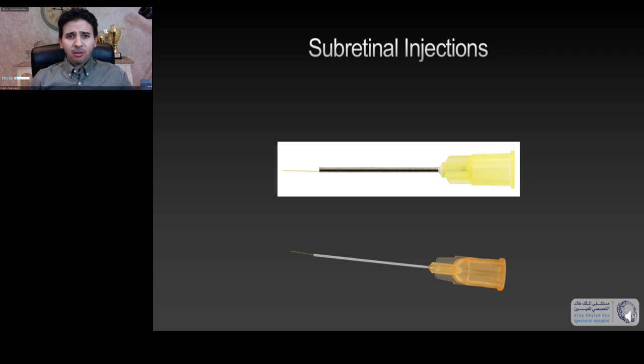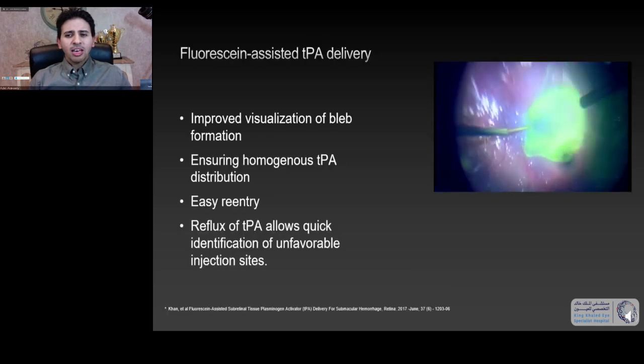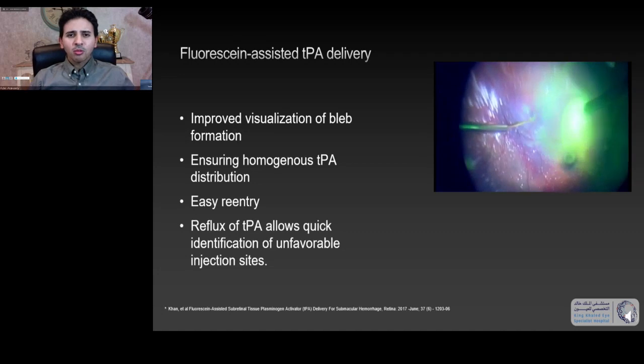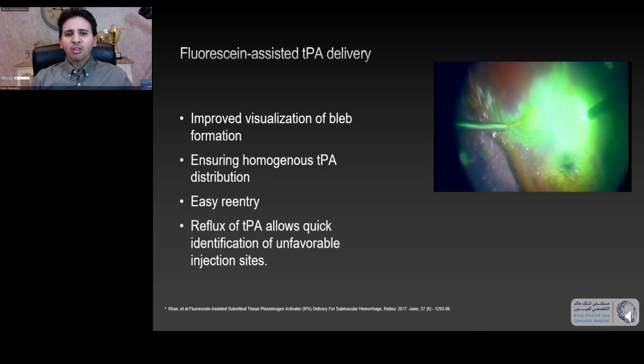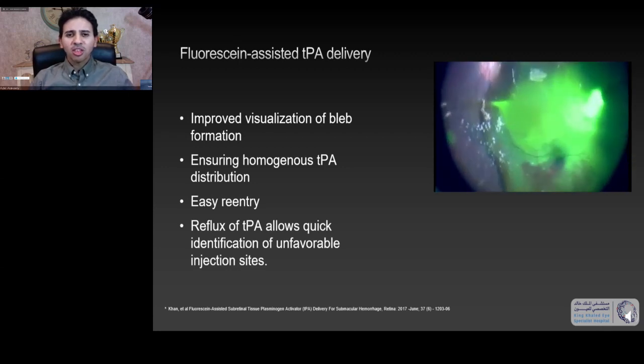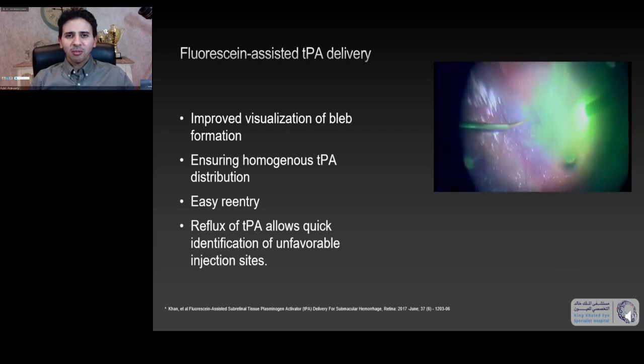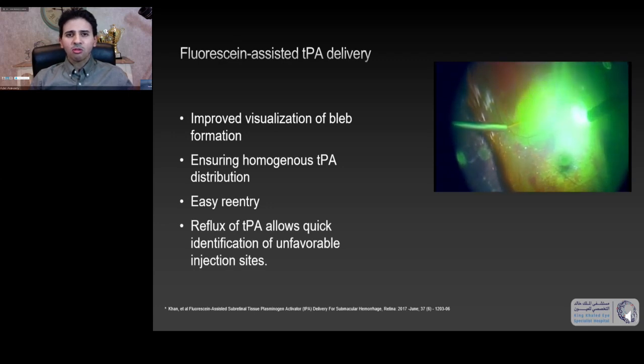This technique I want to describe is one that's been there in the literature and I've been using in some of the cases. And it's by using the fluorescein dye mixed with the TPA. And this is done basically to allow for improved visualization of the bleb. You can also ensure that there is homogeneous distribution of the TPA under the retina, in the subretinal space. It also helps you to see what is your entry site when you enter the first time because of the reflux that happens. Another thing that can be helpful is that when you go in at the beginning and start to see this reflux from the beginning, sometimes it's because there is high resistance there and maybe you should choose another location.